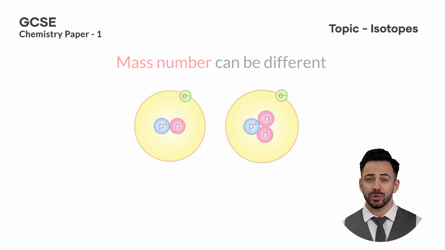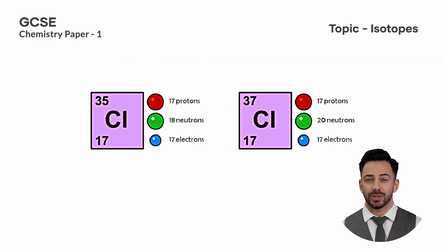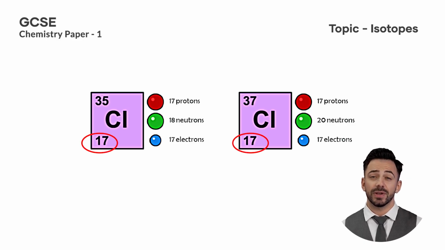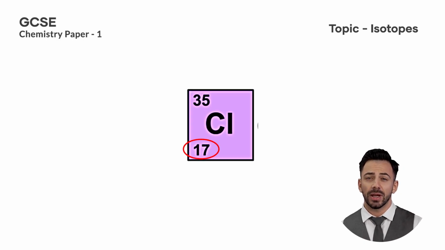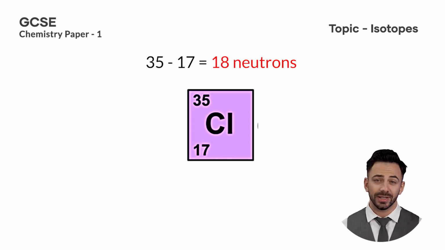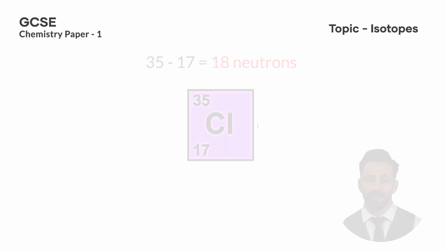Let's look at an example, chlorine 35 and chlorine 37. What is the same about them? They both have 17 protons, so what is different? They have a different number of neutrons. Chlorine 35 has 17 protons. So how many neutrons does it have? 35 minus 17 gives 18 neutrons.